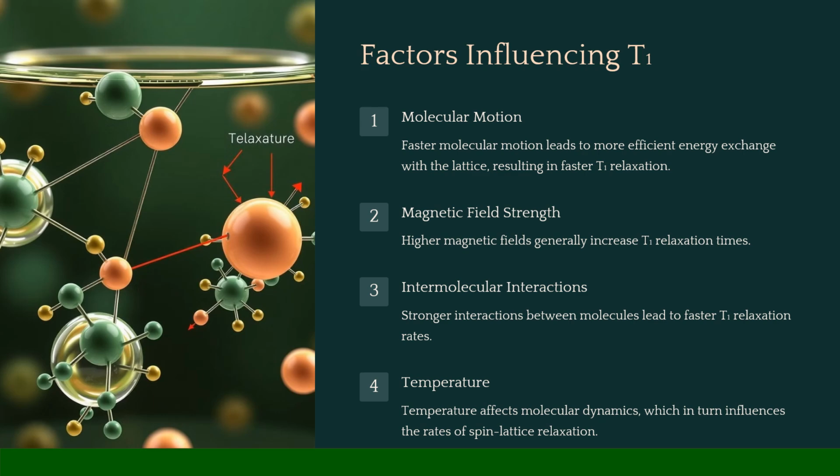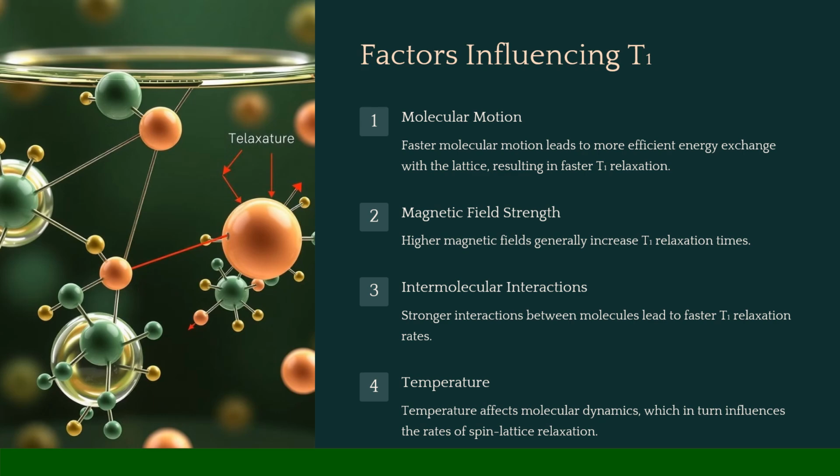Magnetic field strength. The strength of the external magnetic field, B0, also significantly affects T1 relaxation times. When a higher magnetic field is applied, the spins align more strongly with the field, leading to a stronger polarization effect. In such a scenario, the relaxation process is typically slower, which means the T1 time increases. This is because the energy exchange between the spins and the lattice becomes more complex in a stronger magnetic field, requiring more time for the spins to return to their equilibrium state.